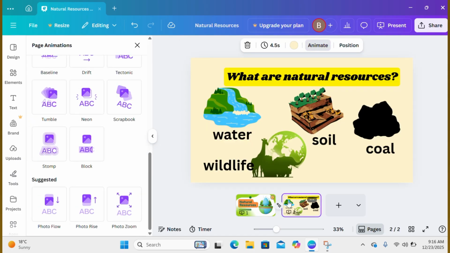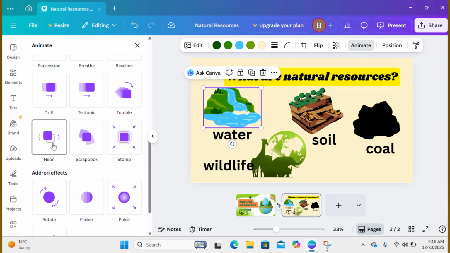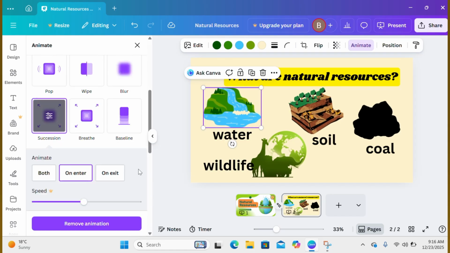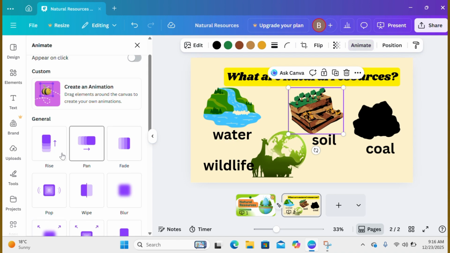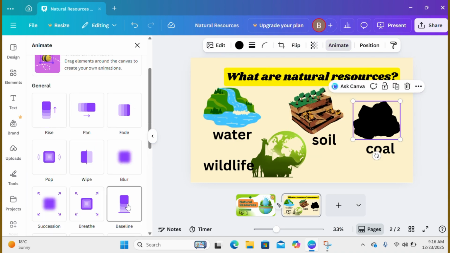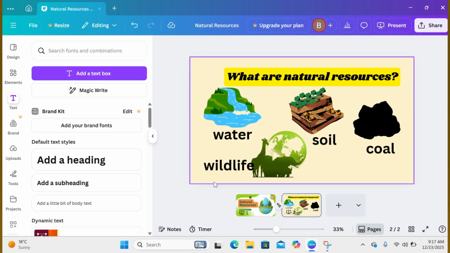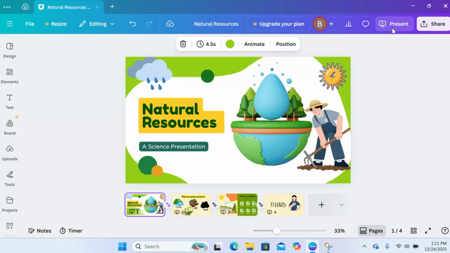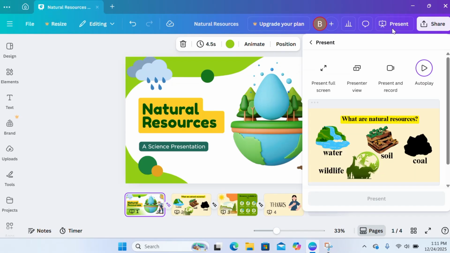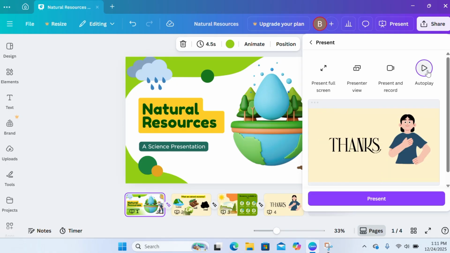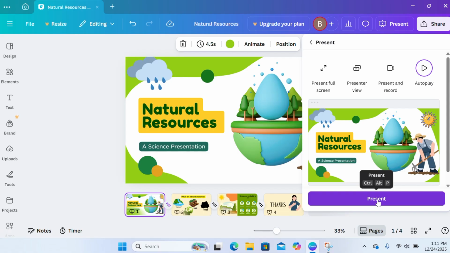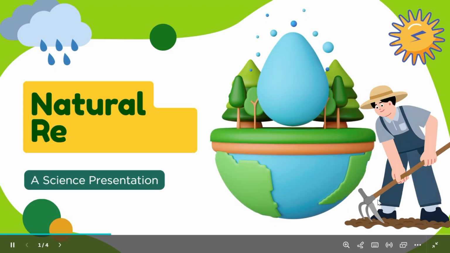In the same way, you can apply animations to images on the next slide by repeating the exact same process. I've added some new slides to the presentation. Now, let's check it out. Next, you can view your presentation by using the Present option. First, click on Present, then select Autoplay. After that, click Present again to start. And here's a preview of your presentation.